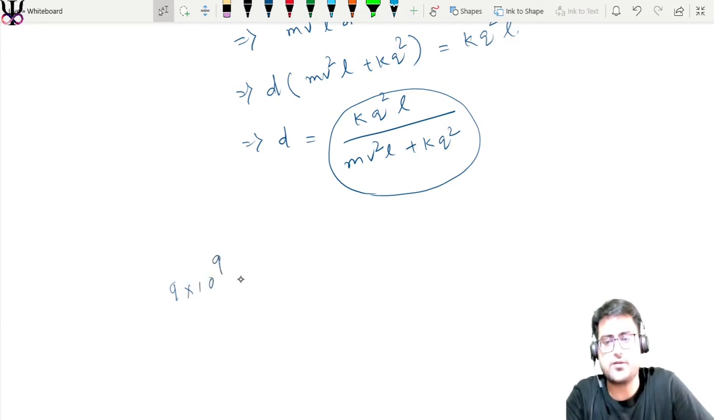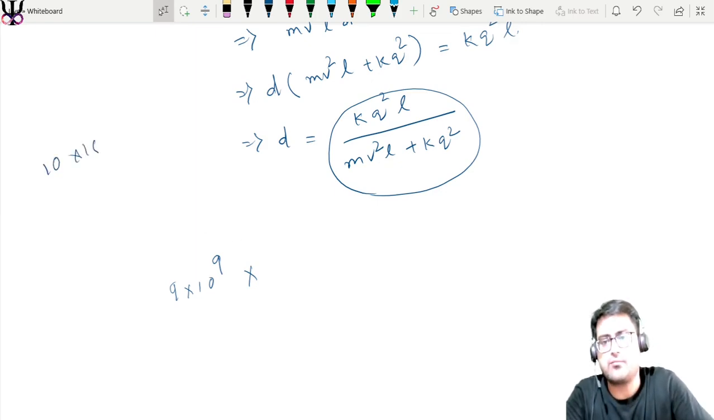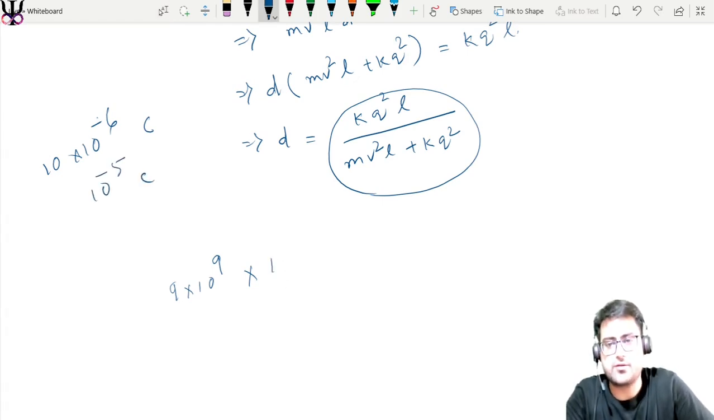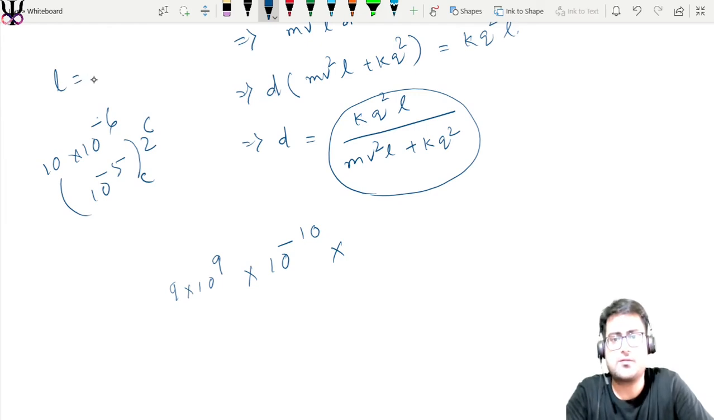I know this is an SI unit, so everything has to be in SI units. What is q squared? q is 10 microcoulomb, which is 10 to the power minus 5 coulomb, correct? If you square it, it's going to be 10 to the power minus 10, multiplied by L. What is the value of L? L that we have is 10 centimeter, which is 10 into 10 to the power minus 2 meter, which is 10 to the power minus 1 meter, correct?